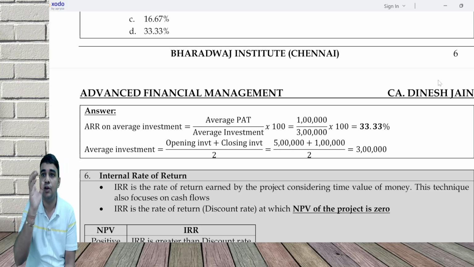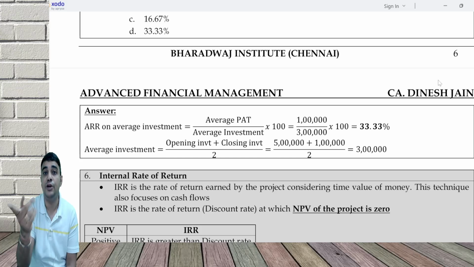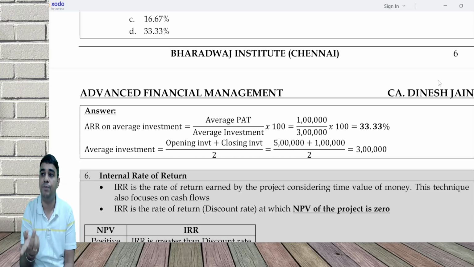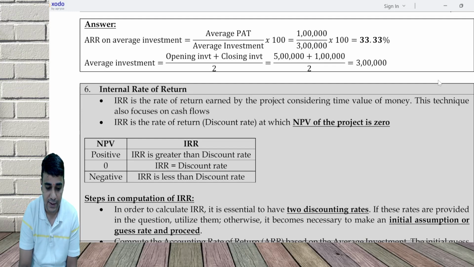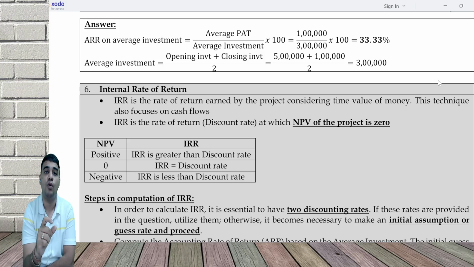The interpolation formula is the lowest rate L1 plus the NPV you generated at that rate, divided by the difference in NPV, into the difference in rates. If you are getting a positive NPV, which should ideally get tested in the exam, it means your IRR is more than the cost of capital. If you're getting 0, IRR is equal to the cost of capital. And if you're getting negative, IRR is less than the cost of capital.